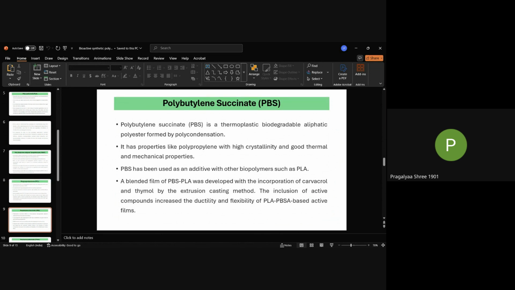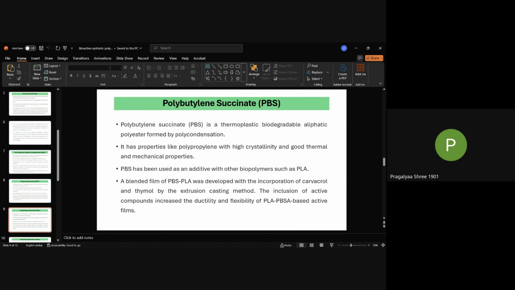The next one is polybutylene succinate. Polybutylene succinate is a thermoplastic biodegradable aliphatic polyester formed by a polycondensation reaction. It has properties like polypropylene, with high crystallinity and good thermal and mechanical properties. PBS has been used as an additive with other biopolymers such as PLA. So this also cannot be used as a single entity. It has to be blended with other things.